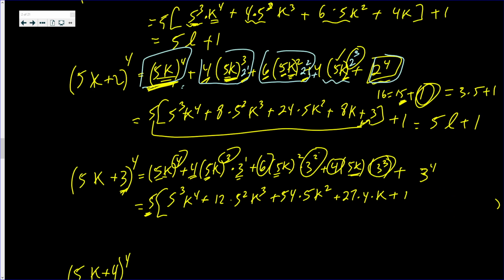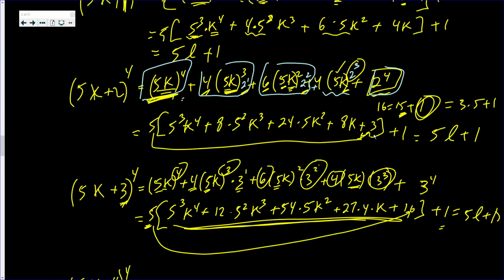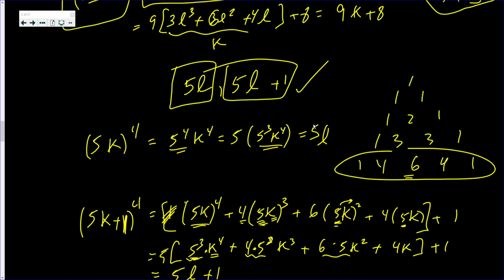which is 5 times 16 plus 1. So this is 5 times L plus 1. 5L plus 1, which is one of the two allowable forms. 5L plus 1 or 5L.